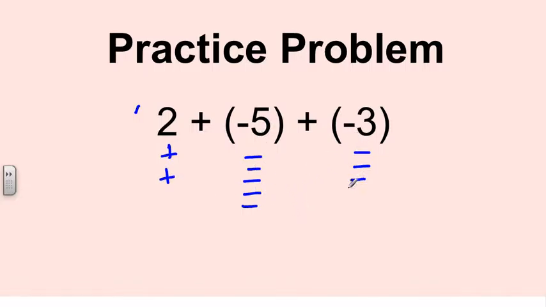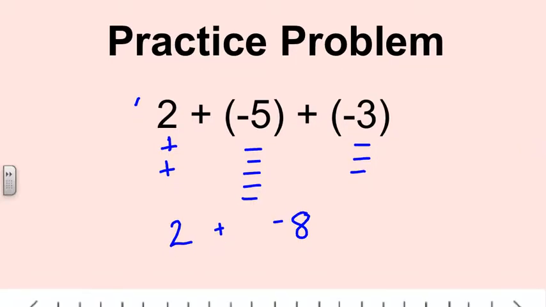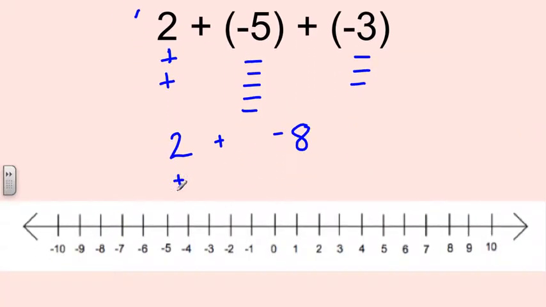5 negatives and 3 negatives, they're going to make a total of 8 negatives. And then I still have my 2 positives here. Now if I was to rewrite that, I would have 2 positives and 8 negatives. And a positive and a negative, they're going to make their 0 pairs. They're going to cancel each other out. And all in all, at the end of the day, I'm left over with -6.